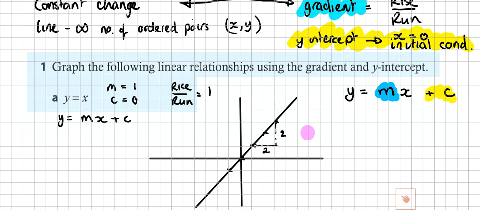Be an initial condition. So C, if I make x 0, what will y have to equal? 0. So if I have to add something on to 0 to make 0, it must be 0. So my initial condition, what will y be when x is 0? Well, in this case, it must be 0. And it's also where it crosses the y-axis. So where does it cross the y-axis? At 0.